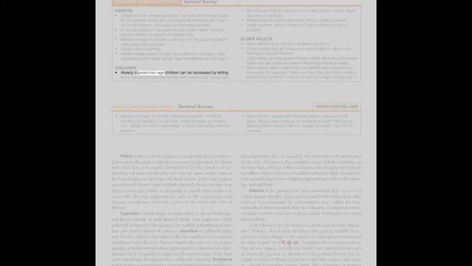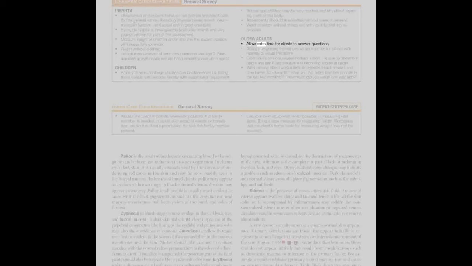Children: anxiety in preschool-age children can be decreased by letting them handle and become familiar with examination equipment. School-age children may be very modest and shy about exposing parts of the body. Adolescents should be examined without parents present. Weigh children without shoes and with as little clothing as possible.